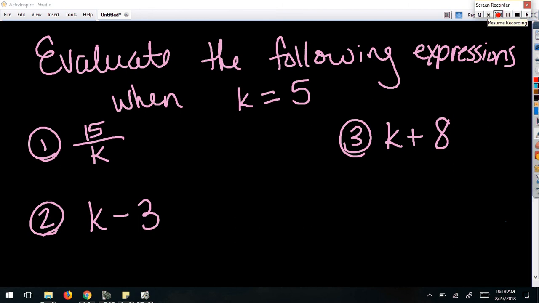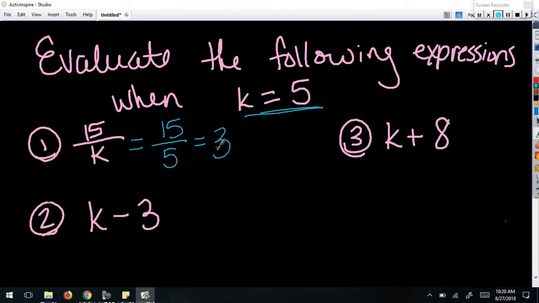So what we're doing is we're plugging the value of k into each expression. So we are replacing k with 5 each time because that's how it is defined here. So for the first one, the 15 is still there, but the k is getting replaced with 5. So what is 15 over 5? Which is 3. That's fine, same thing.